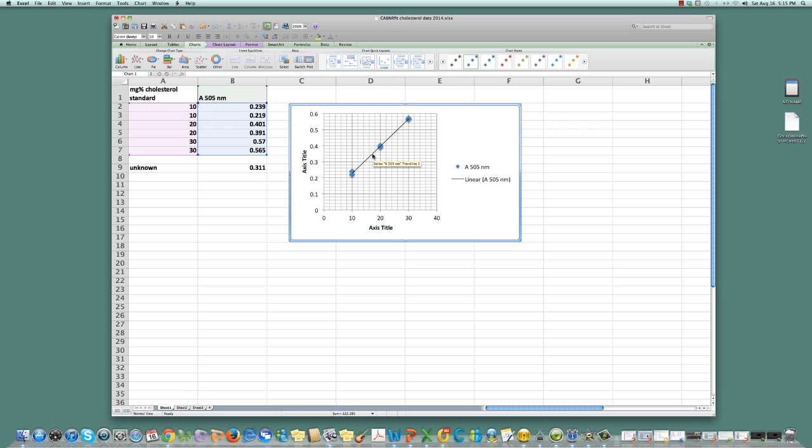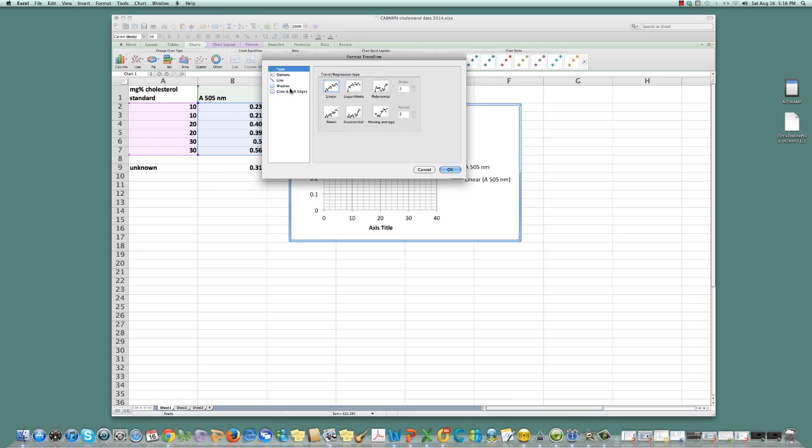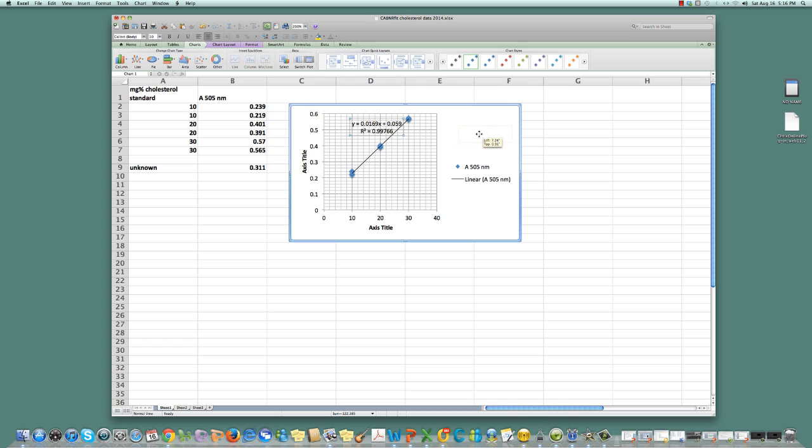So to find out what that equation is, what we need to do is to show the linear fit to the data. And the way to do that is by doing a right click on one of these data points, and then we click Format Trend Line. And under Format Trend Line, we click on Options, and we say Display Equation on the chart. So click on that, and if we want to see the goodness of fit, we can also display the R-squared value, and there it is.